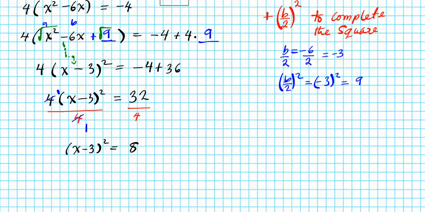Now to undo that square, you take the square root of both sides of the equation. So we have x minus 3 equals, now anytime you take the square root of a square, you have to introduce plus or minus. Plus or minus root 8. Now let's go ahead and simplify root 8. What is a simplified form of this radical?